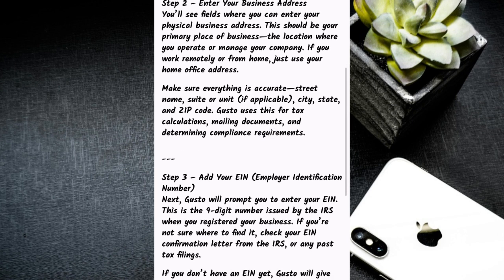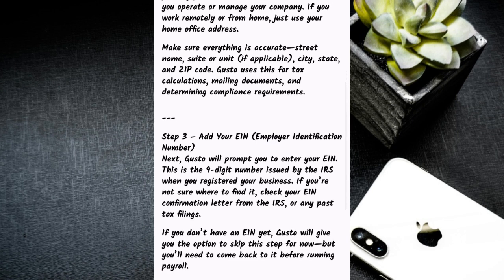Once you're done with that, step three is to add your EIN. That's your employer identification number. So next, Gusto is going to prompt you to enter your employer identification number. Now this is the 9-digit number that was issued by the IRS when you registered your business. So if you're not sure where to find it, you can just check your EIN confirmation letter from the IRS, or any past tax filings, and you're going to find it there. And if you don't have an EIN yet, Gusto will give you the option to skip this step for now, but you will need to come back to it before running payroll.